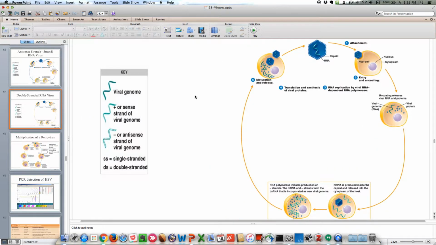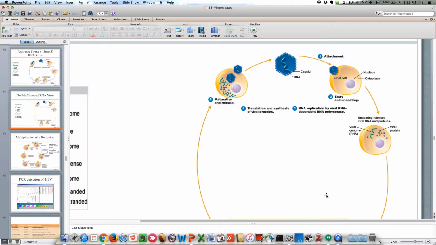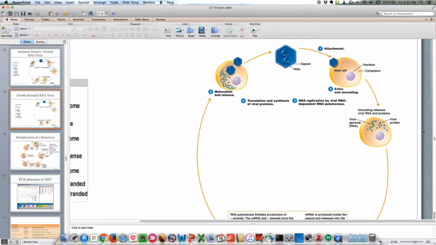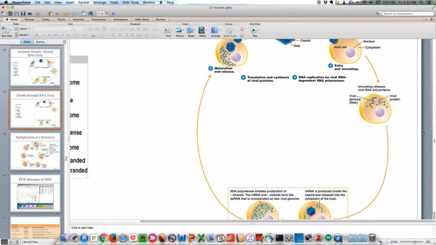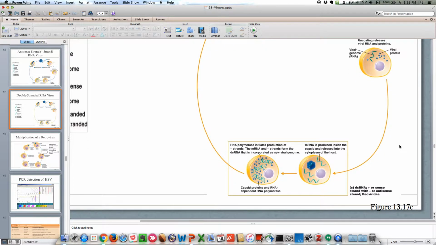Now, if we put together those previous two stories of the plus sense virus and the minus sense virus, you more or less have the story of a double-stranded RNA virus. So again, if we zoom in a little bit here, and let me move the slide over a bit, you see attachment and entry of the virus and uncoating, and then you have this viral protein here also that may have been released during the uncoating process.